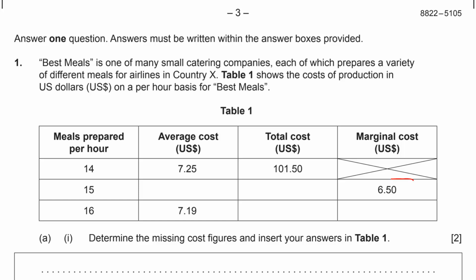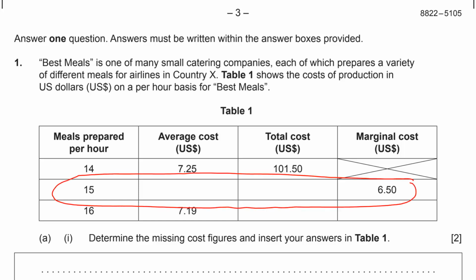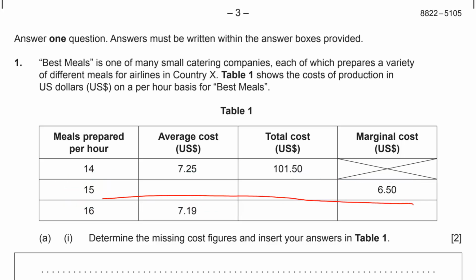If you go down to the next production level, say if they were to crank out 15 meals per hour, we know that's going to come in at a marginal cost of $6.50, but we don't know the average cost and we don't know the total cost. And finally, if this company is doing 16 meals per hour, that's going to come in at an average cost of $7.19 per meal, but we don't know anything else. Great, so we have a partially completed table, and it's kind of useless at this point.